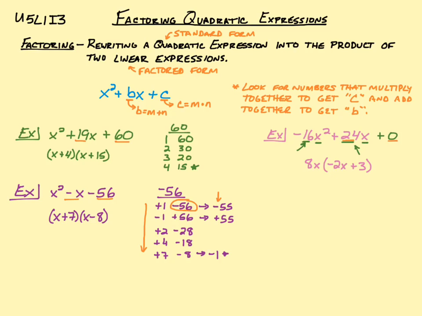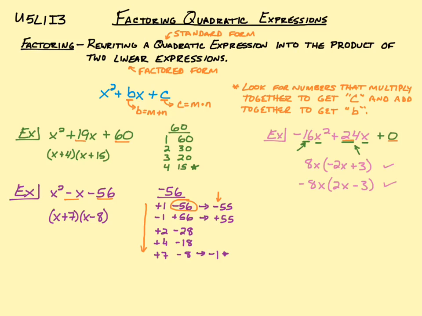Now, some people will factor out a negative sign as well. So you might see negative 8x, and then what you would have to do is change the signs inside the parentheses. So that's also an option. Both of these two things are correct.